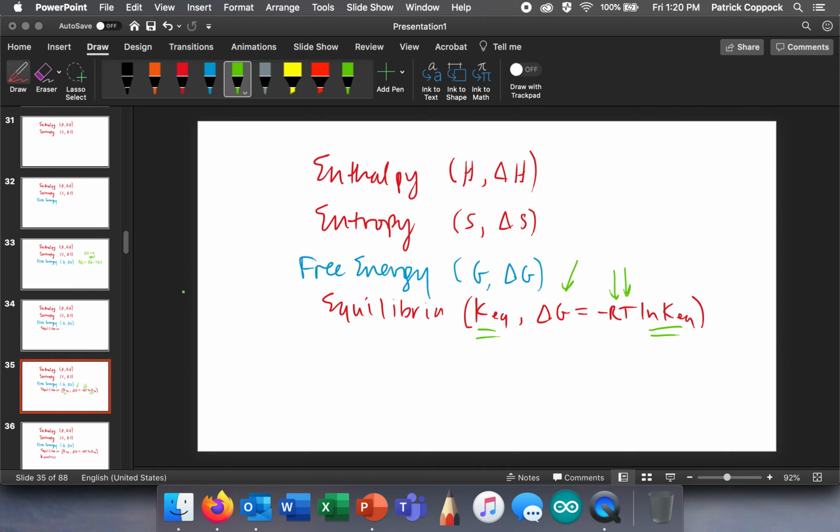Now, we emphasized at the end of this conversation that this has nothing to do with rates. We used an example of diamond turning to graphite, which is a spontaneous reaction. That is, delta G is less than 0, it's negative, but it's super, super slow. So sometimes we'll find that even though a reaction is spontaneous, we're not going to see it happen in our lifetimes because it's so slow. So that introduces another concept called kinetics, that is, rates of reaction.